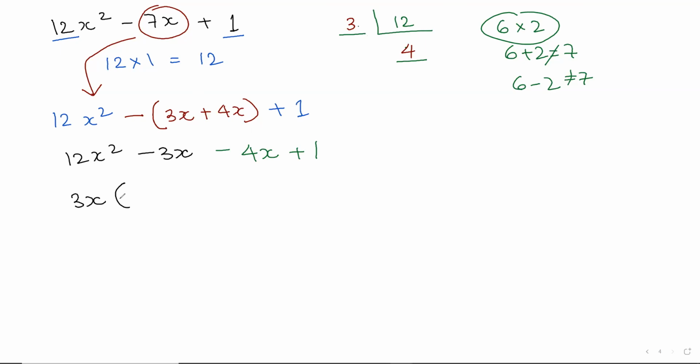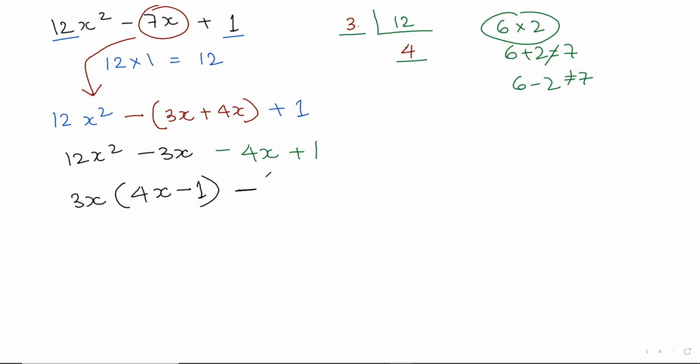Okay, I'm not getting any response. So we'll just move forward. Maybe Hamna is having network issues. So 3x, and if I take 3x common here, so what are we left with? What do we have left here? We have 4x, right? Because 3x into 4x gives us 12x squared. Then minus, and what do we have left in this place? We have 1. So minus 1.